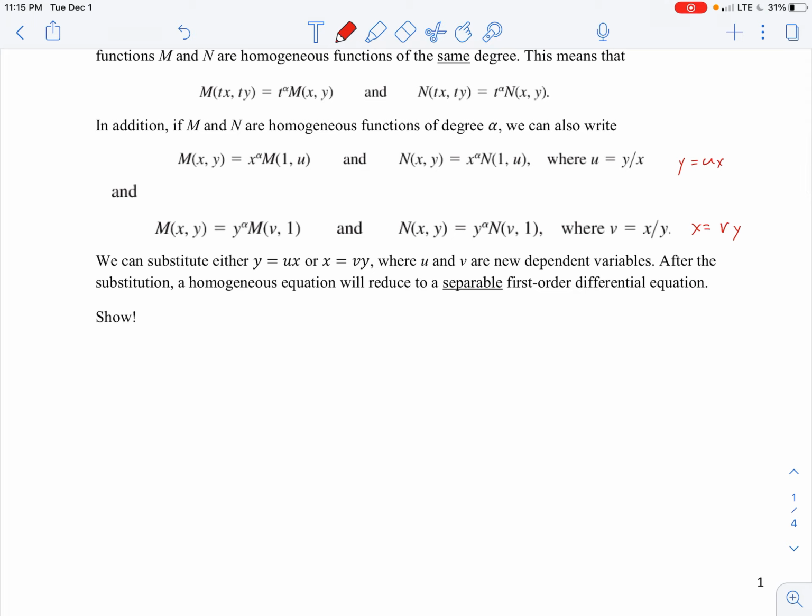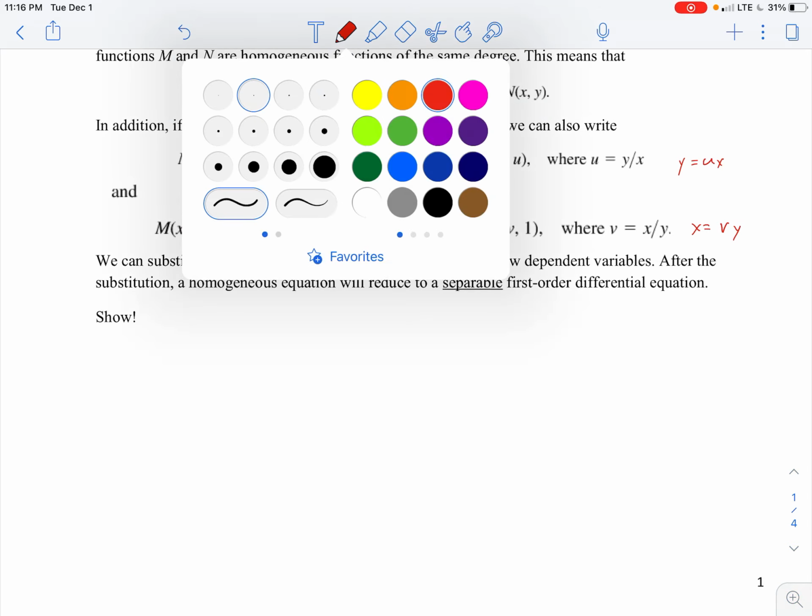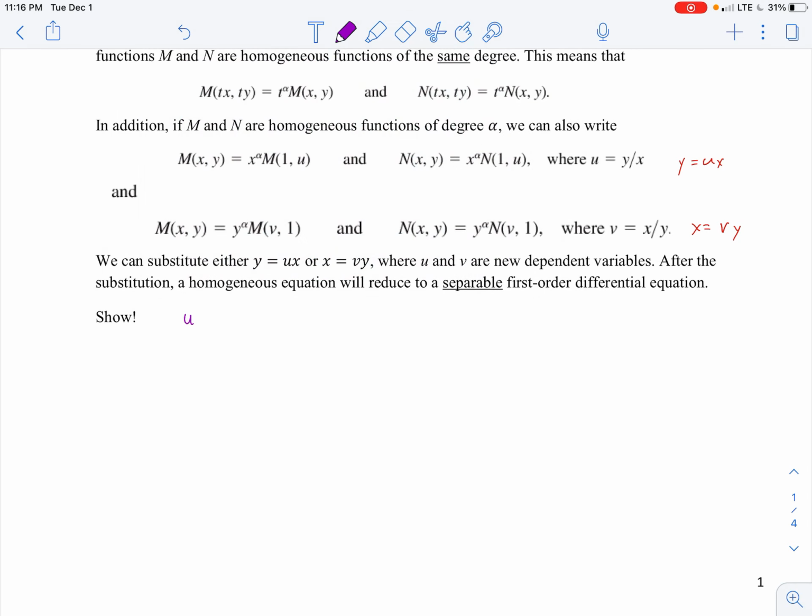So say we are going to deal with the first one, where we're going to take u is equal to y over x. So that means that y is equal to ux. Now, what I want to do for this one is take the derivative of that, and I'm going to take the derivative of each variable.